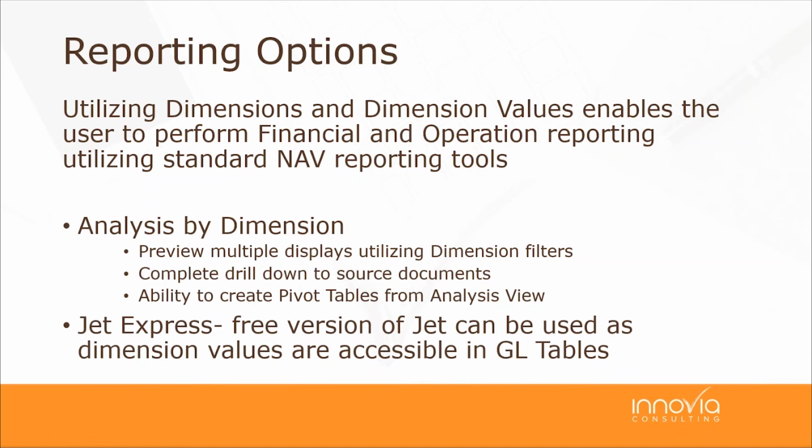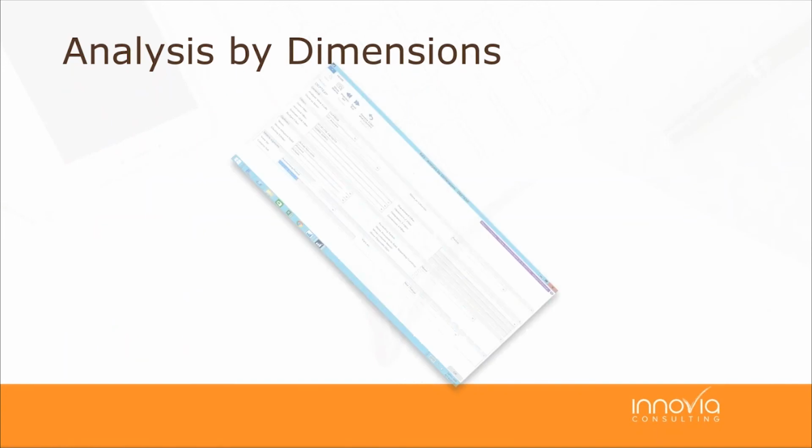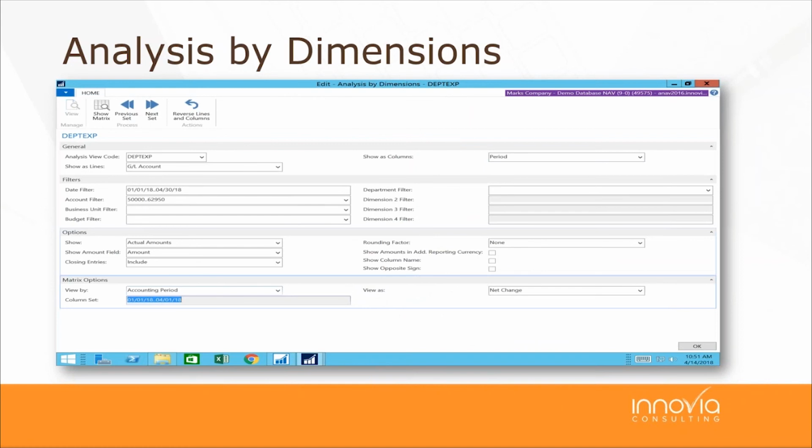Okay. And Jet Express, this is the free version of the Jet reporting tool that comes with NAV. This one specifically is only for the general ledger tables, but again, if you're utilizing dimensions in NAV in the general ledger, this is another version, so that you don't have to go out and invest in any extensive reporting tools. You can use these two tools to get the information that you need.